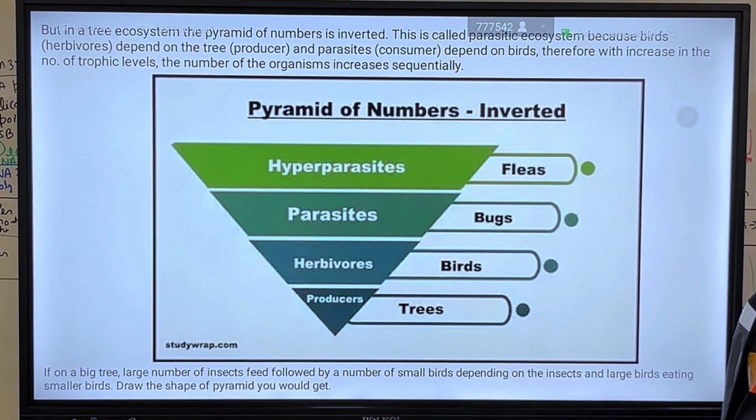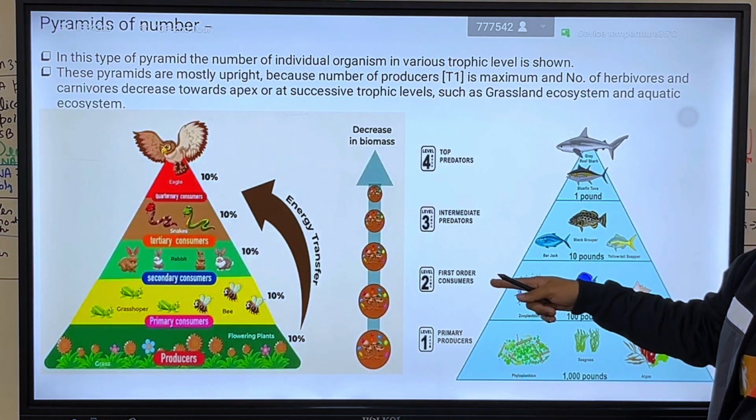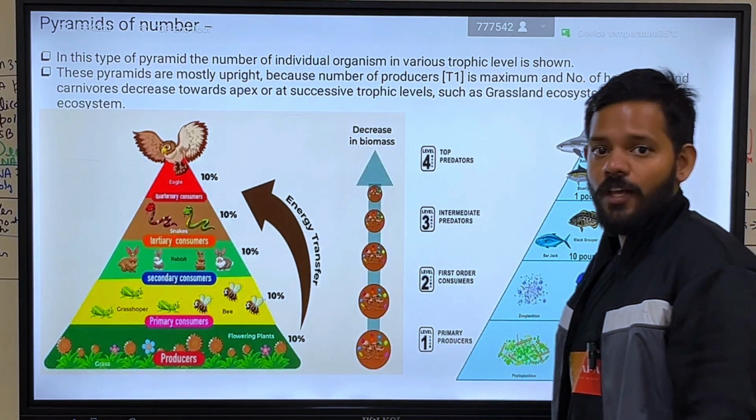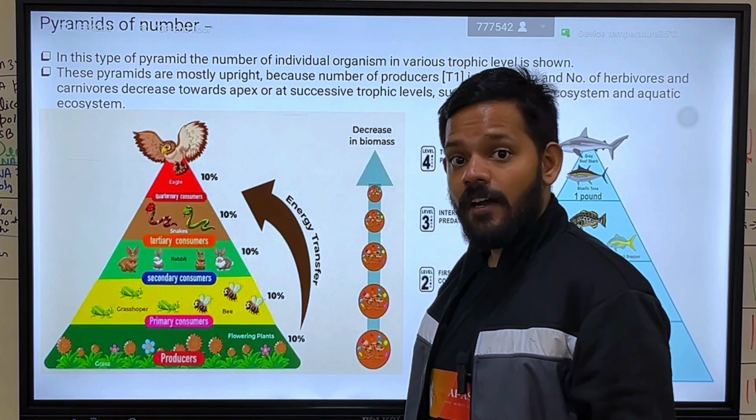Next, there is one thing. These two pyramids, the pyramid of forest and the pyramid of aquatic ecosystem, you are seeing are upward. They are not inverted, they are upright.